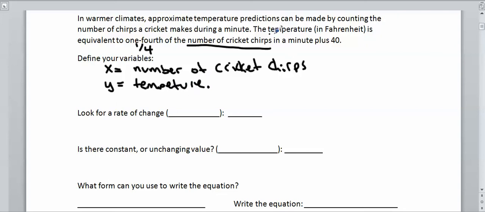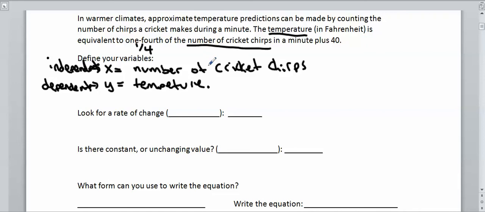Okay, and you want to kind of think of the two variables. x is something that we find that results in something else. Remember, we talked about this a while ago, independent and dependent variables. The number of cricket chirps isn't dependent on anything. We're just trying to find it. So that's got to be the x. So x must be the independent variable. Okay, y has to be the dependent variable. So in this case, the temperature depends on the number of cricket chirps. Therefore, x is the number of cricket chirps and y is the temperature.